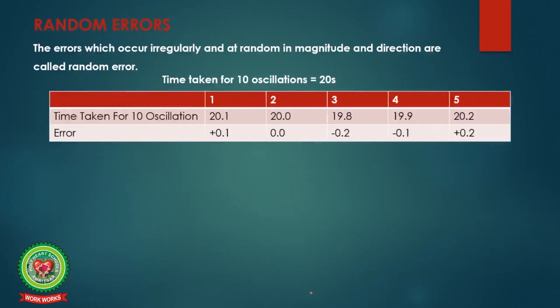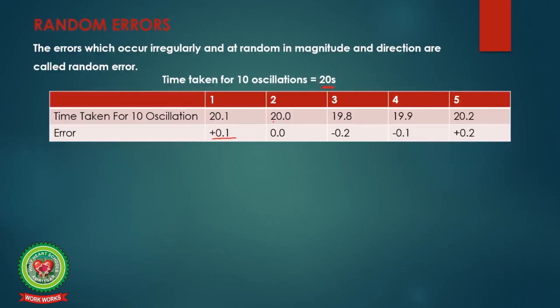But when we performed the experiment, we saw that from the first 10 oscillations, the first time I got 20.1 seconds, and I know that the correct answer should be 20 seconds. It means there is an error of plus 0.1. Why plus? Because it is 20.1, more than 20, so the error is plus 0.1.